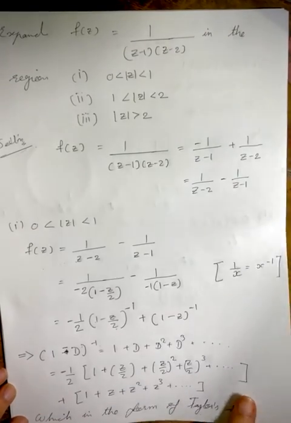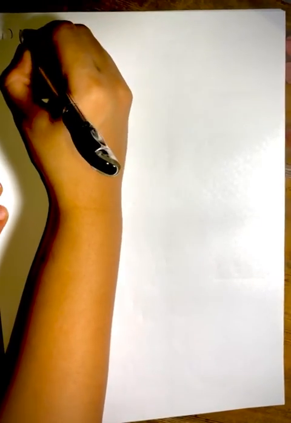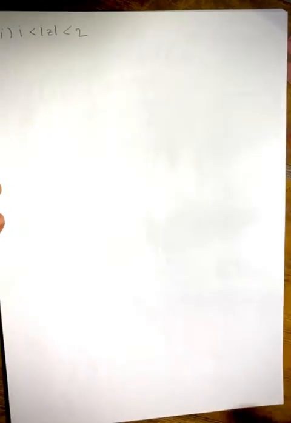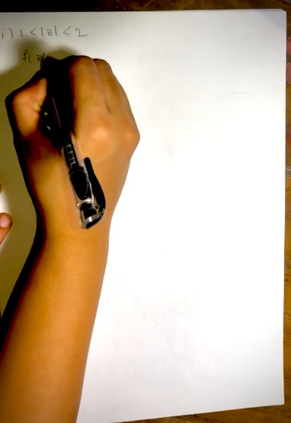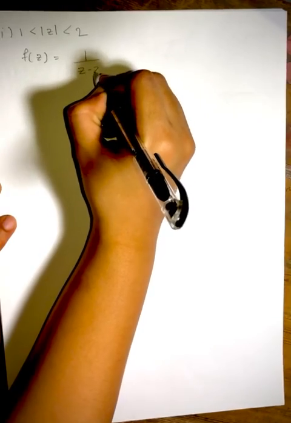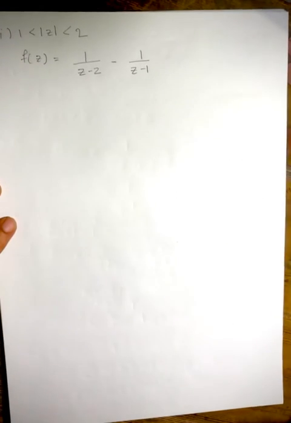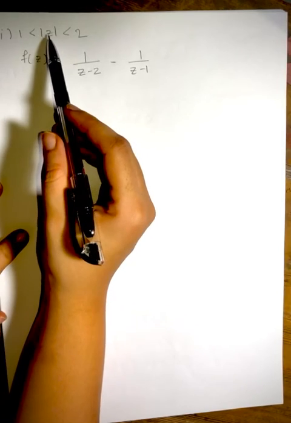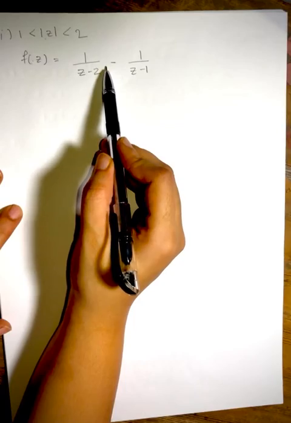Alright, now we solve the second part. The second region we are given is 1 less than z, meaning between 1 and 2. And our function is f of z equals 1 upon z minus 2 minus 1 upon z minus 1. Now you choose a point which is between 1 and 2, and let's say that we choose 1.5. So 1.5 minus 2 is negative.